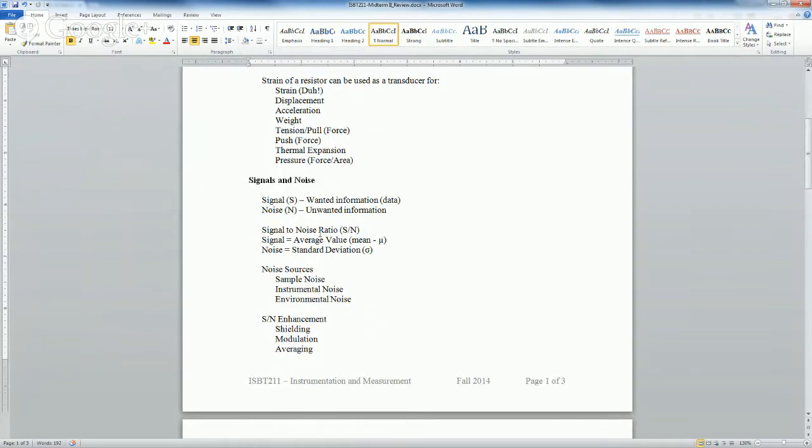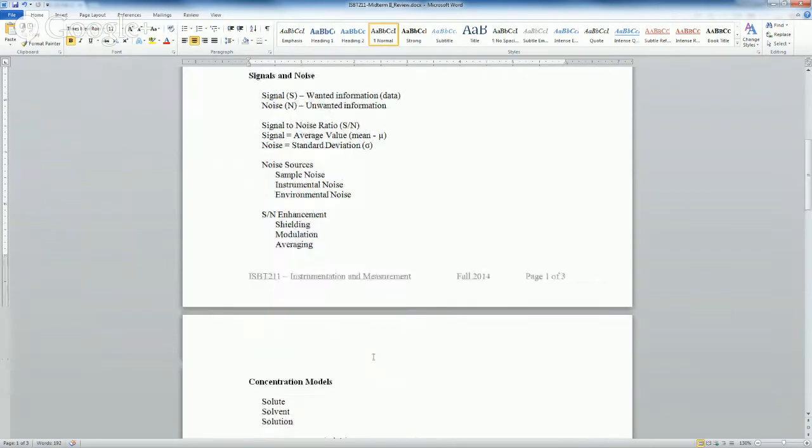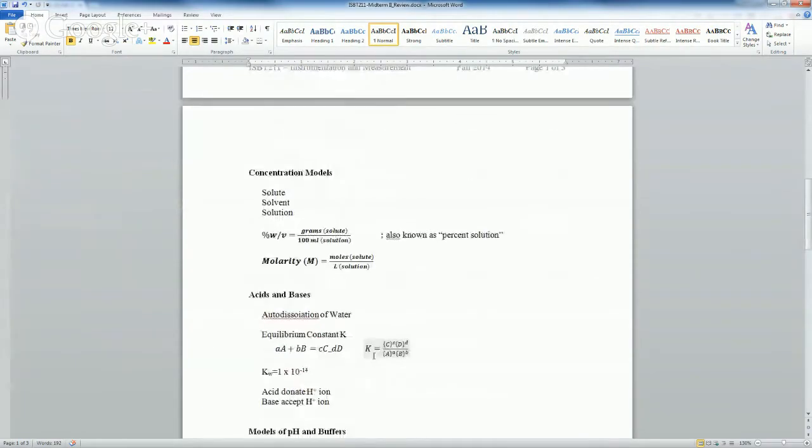So we talked about the signal to noise ratio. We talked about where noise comes from. And we specifically talked about how we can make the signal to noise ratio better. How can we minimize the noise and how can we maximize the signal? We talked about physical shielding, modulation, and averaging. And then we moved on to these models of concentration, which we definitely use in the lab lots and lots of times. We talked about concentration.